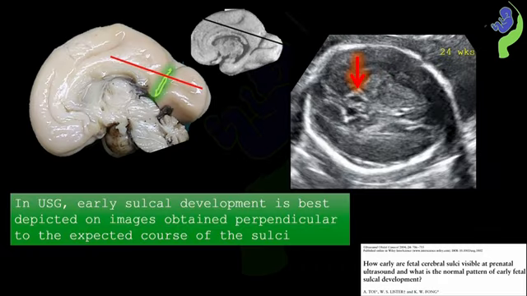In this image, the fissure we are assessing is the parieto-occipital fissure. A key principle to remember when evaluating any sulcus on ultrasound is that sulcal development is best visualized when the imaging plane is perpendicular to the expected course of the sulcus. This is what is demonstrated here. The red line indicates the plane that runs perpendicular to the parieto-occipital fissure. By acquiring the images along this orientation, the fissure becomes much more clearly defined, allowing for better assessment of its presence and development.